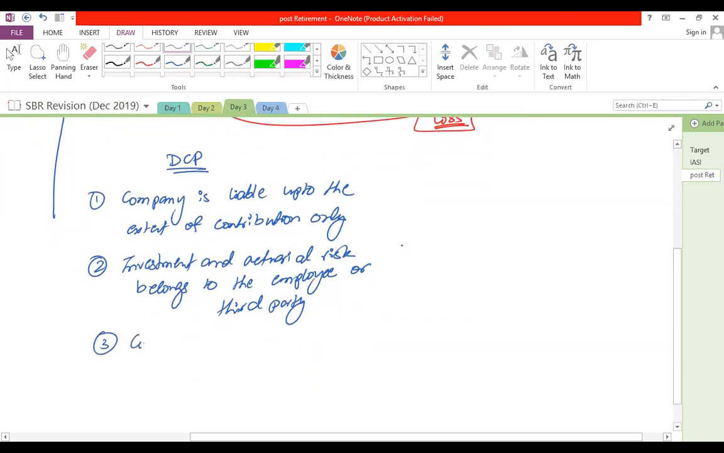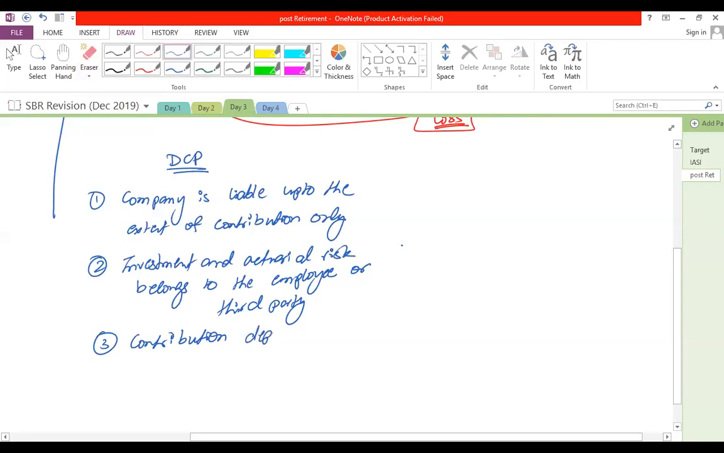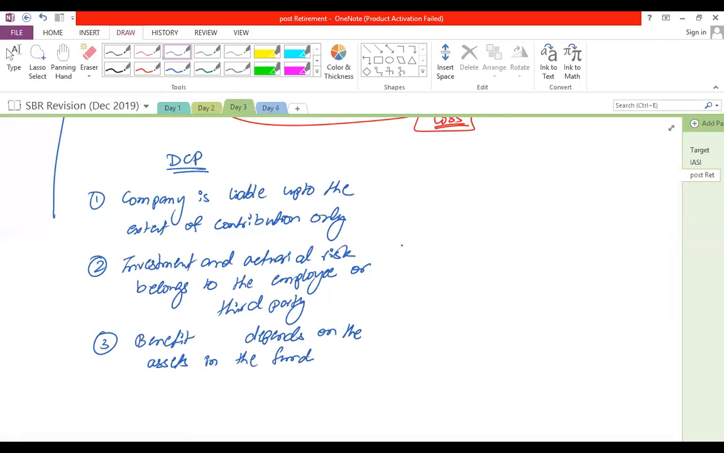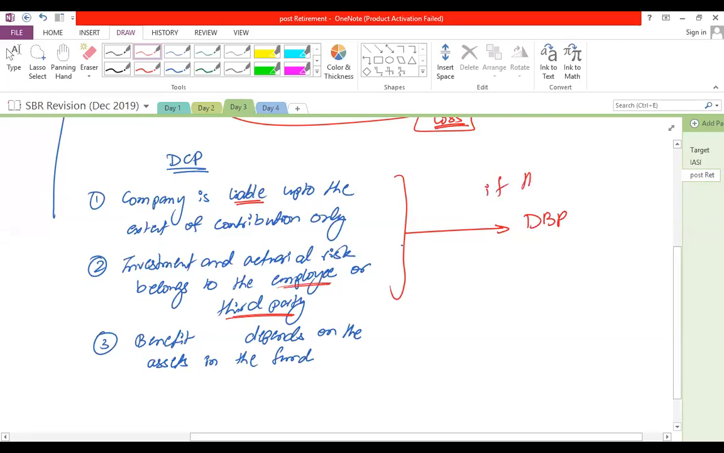And normally in such type of plans, the benefit actually depends on the assets in the fund. So if these things are there, we call it a defined contribution plan. If the liability is not limited up to the extent of contribution, or the investment or actuarial risk belongs to the company as well, then we call it a defined benefit plan. So we can simply say if the plan is not a defined contribution plan, then it is a defined benefit plan.